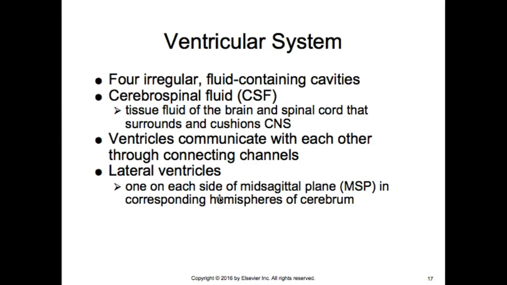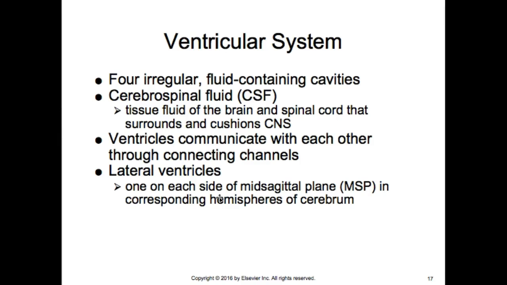The ventricular system. There are four irregular fluid-containing cavities. So you have CSF within these cavities. It's tissue fluid of the brain and spinal cord that surrounds and cushions the CNS. The ventricles communicate with each other through connecting canals. So we'll talk about those in just a minute.